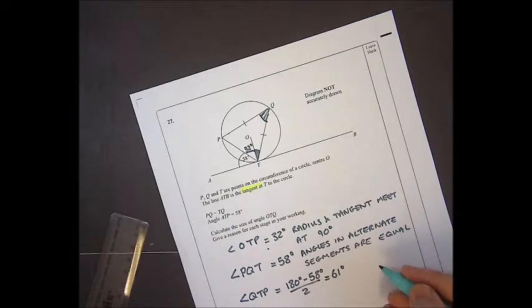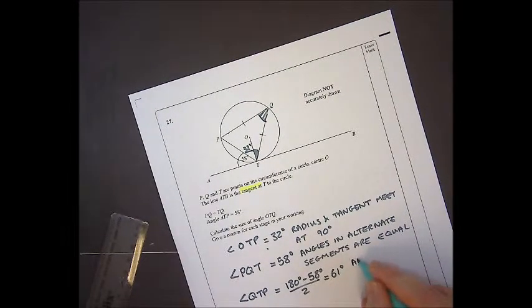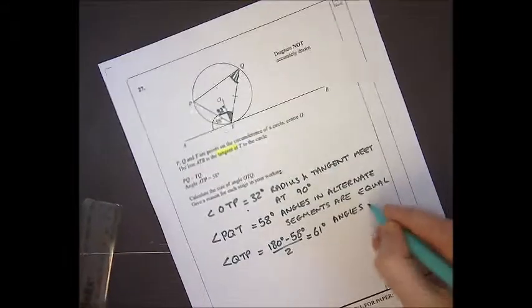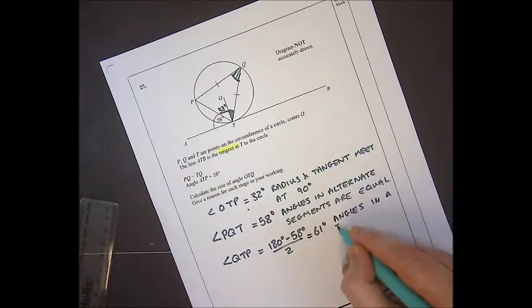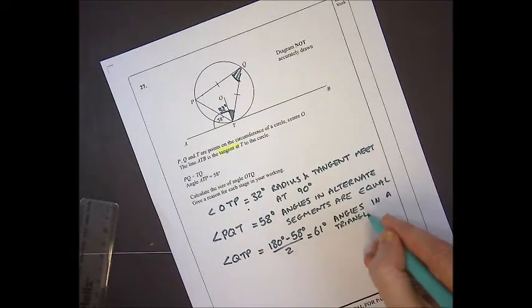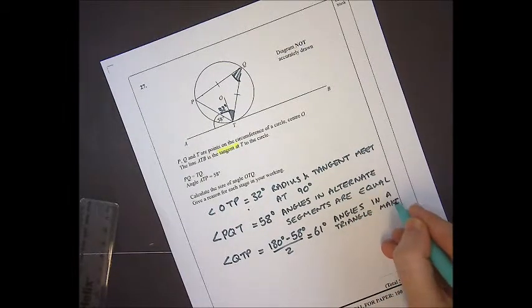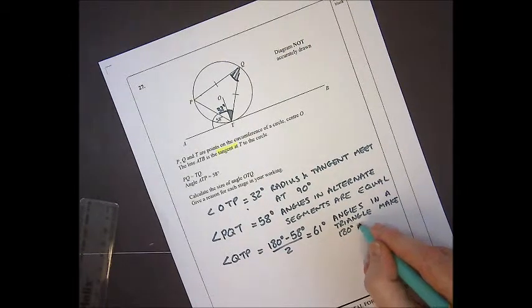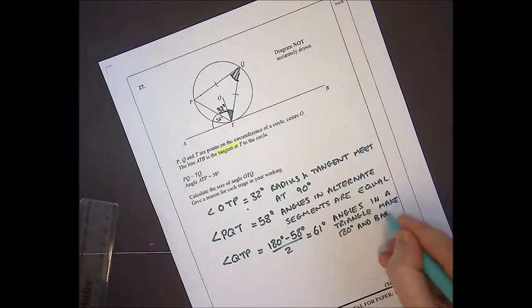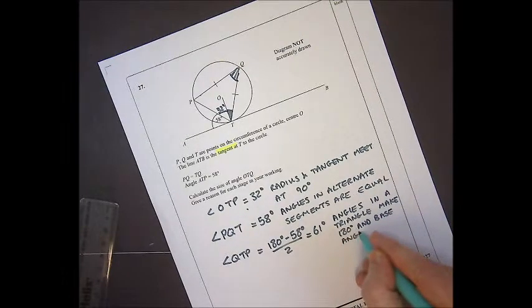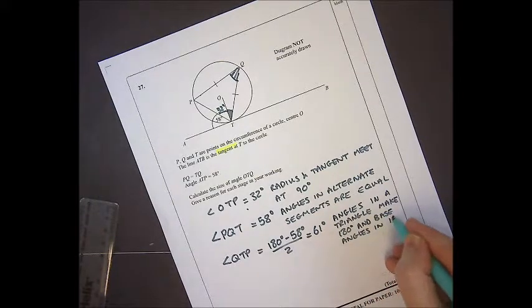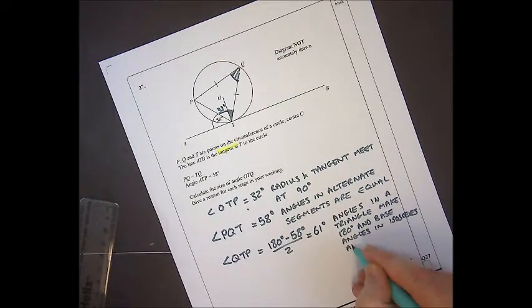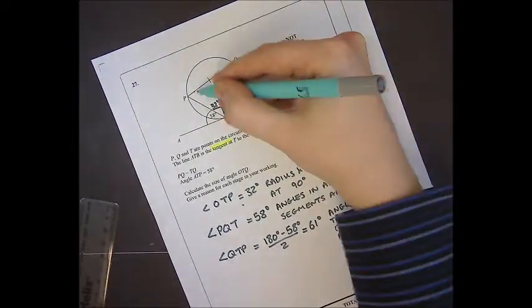So I know that because angles in a triangle make 180. That's where this 180 came from. And angles in an isosceles triangle are equal. That's how I knew to divide by 2 to get these two.